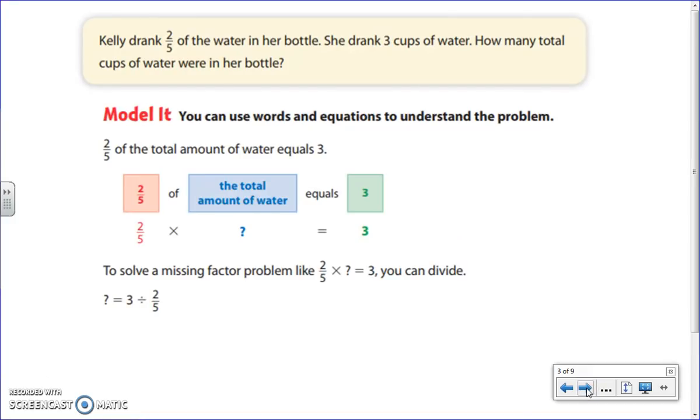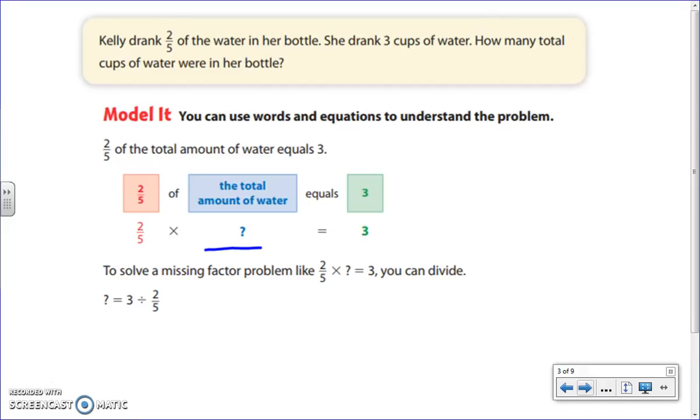It says that we could also use words and equations to understand the problem. We know that 2/5 of the total amount of water equals 3. So before, with expressions, we were saying, I need to know what 13% of 100 is, something along those lines. I knew that percent means per 100, the word of means multiply, and then I would multiply that by the number, and I would figure out what 13% of 300 was through multiplication. This is very similar, except the part that we don't know is in a different place in our equation. In this case, the unknown is the second value.